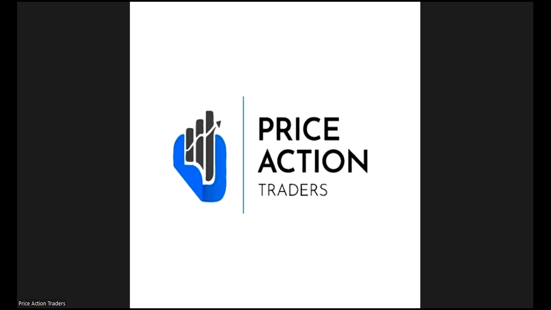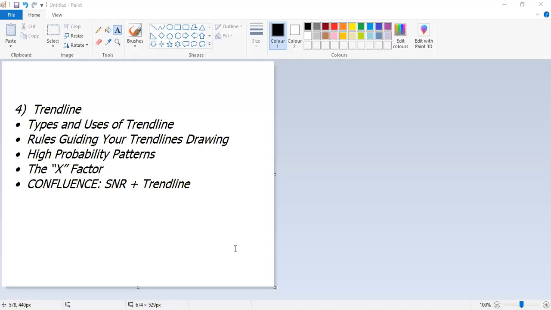We're going to talk about the uses of Trendline. We're going to talk about types of Trendline. We talk about the rules guiding your Trendline. Then we'll go straight to the types of Trendline, higher probability patterns, and the X factor. Before we close, we conclude with the confidence.